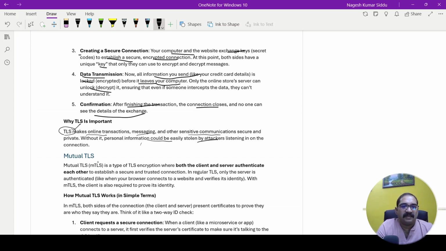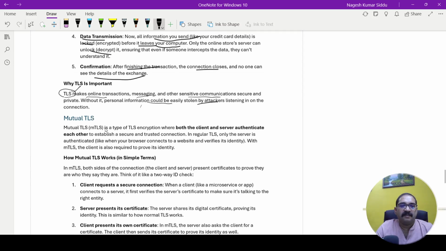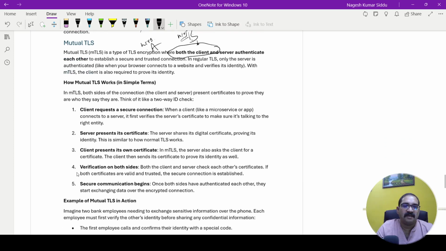Now mutual TLS is a next level of security based on the same TLS concepts, but this time both the client and the server authenticate each other. So here A and B both have the lock, and A verifies if B has TLS, like is it HTTPS? Yes. In TLS, A only verifies B, whereas in mutual TLS, B also verifies if A has HTTPS. So that's how it is called mutual TLS. So let's see how it works.